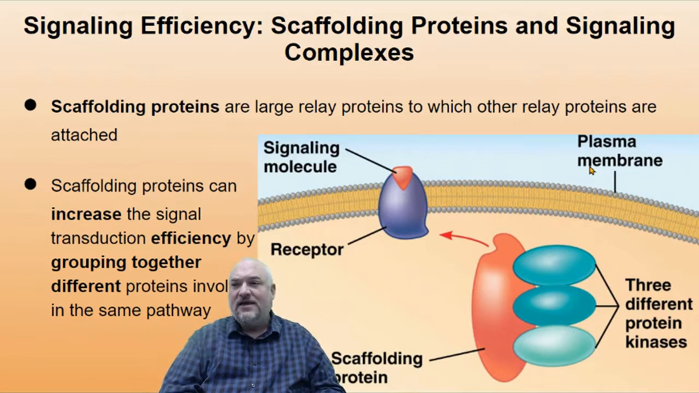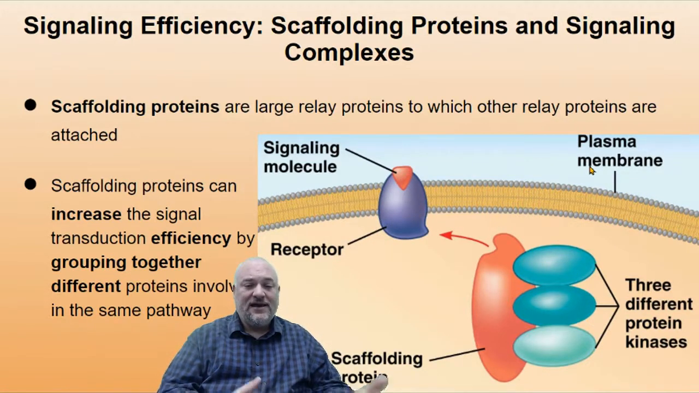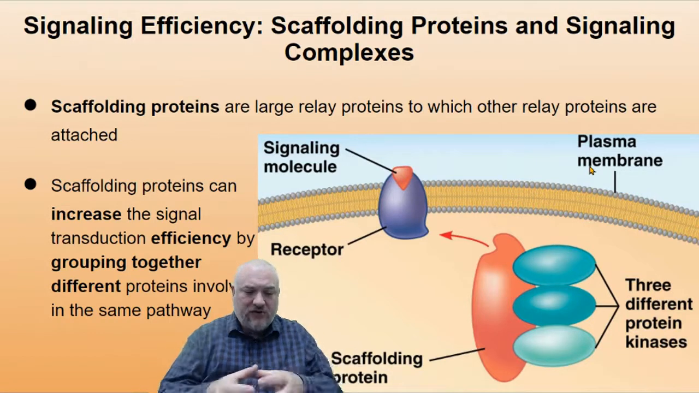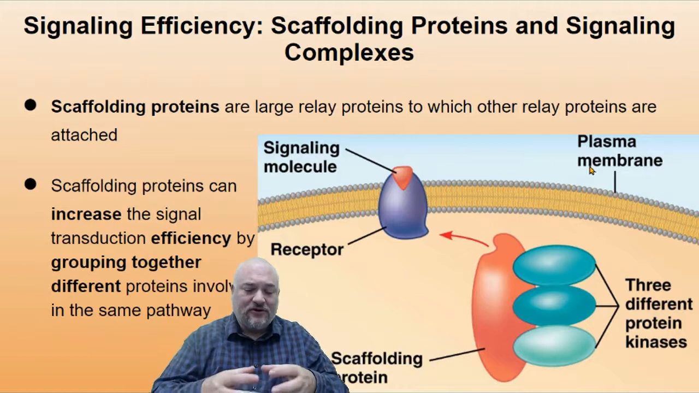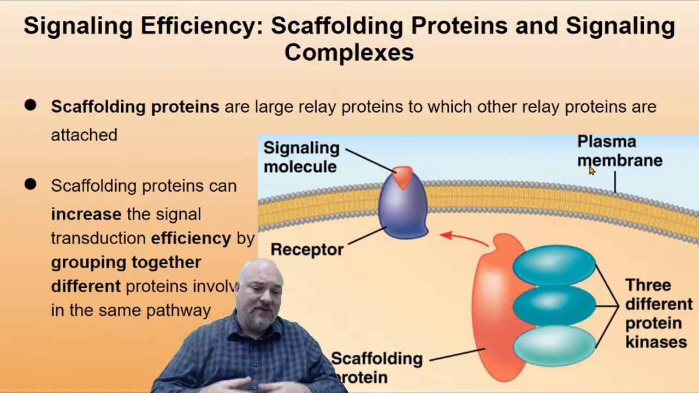We saw that in the photosystems and the electron transport chains in photosynthesis and cell respiration. We bundle those molecules together, close together, so that the reaction can happen efficiently.